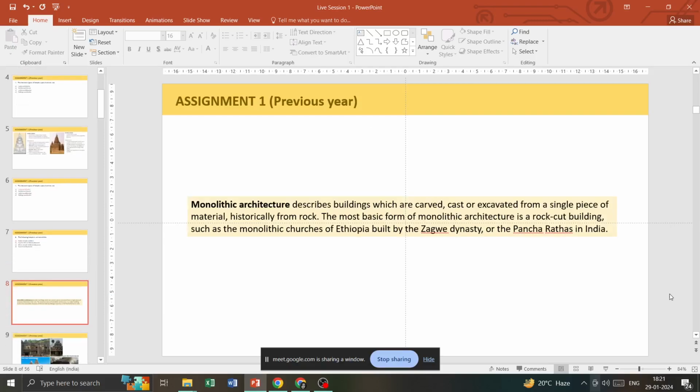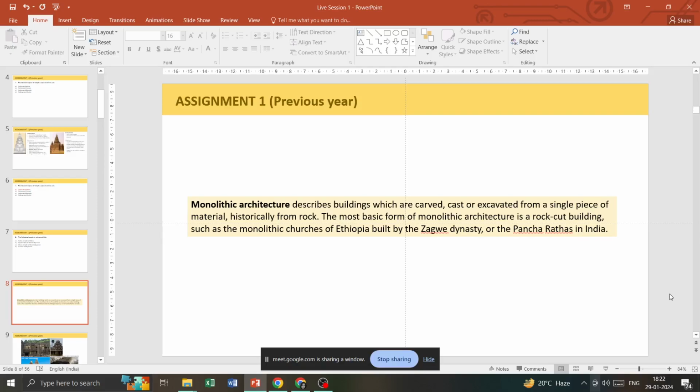Monolithic is made out of two words, mono and lithic. Mono means single. So monolithic architecture is used as a term to describe buildings which are carved, cast or excavated from a single piece of material, mostly from rock. The most basic form of monolithic architecture is a rock cut building, such as the monolithic churches of Ethiopia built by the Zagwe dynasty, or Pancharathas in India.